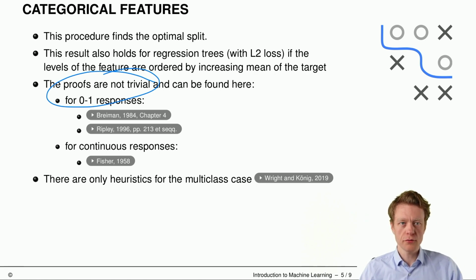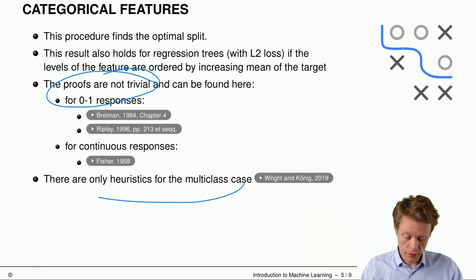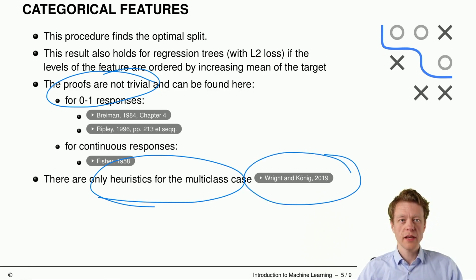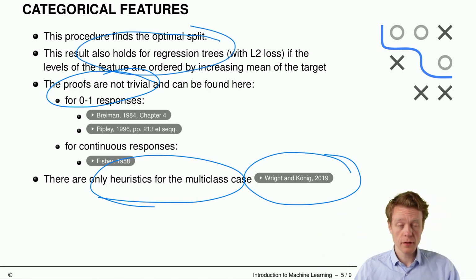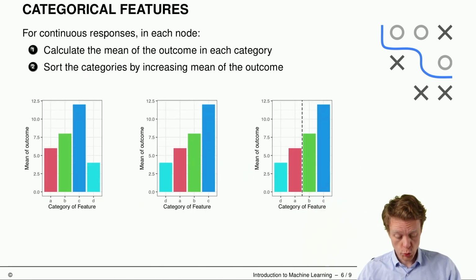And for continuous responses, look at Fisher. There are also heuristics for the multi-class case, so that's a rather new publication here. And what I want to show you now is that this result also holds for regression trees if we use the L2 loss.